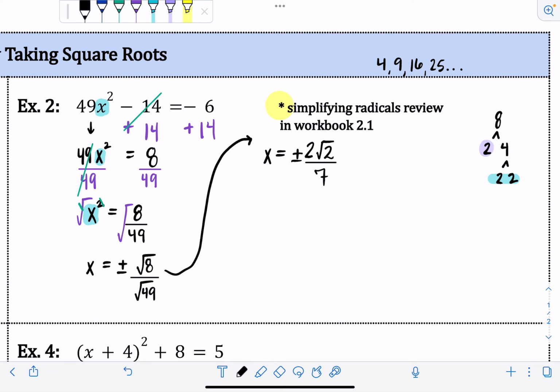And you only look at the very bottom numbers of your factor tree. So I'm not looking at the 4 and the 8. I'm only looking at the prime numbers at the bottom, kind of like the leaves of the tree, I guess. So our final answer would be x equals positive or negative 2 root 2 over 7.